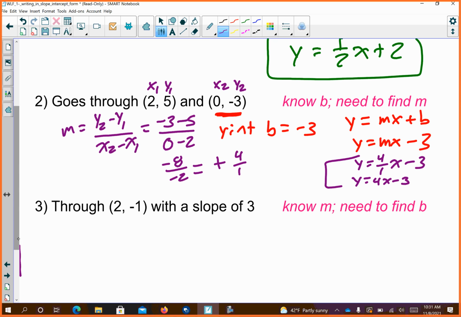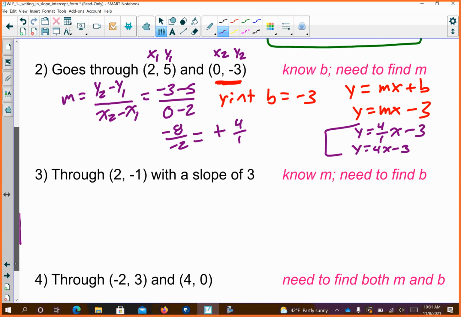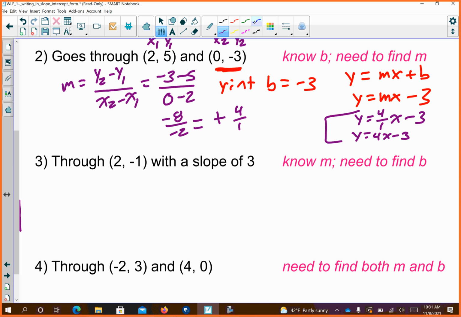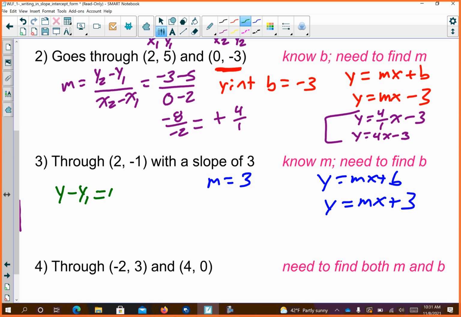Then we get a problem that says, hey, we go through a point with a slope. So far I know this. So that means if I have y equals mx plus b, so far I know y equals mx plus 3. Agree? 2, -1 is not the y-intercept. So what I'm going to do is use this equation. This is called the point slope. So I'm going to label this x1 and y1.